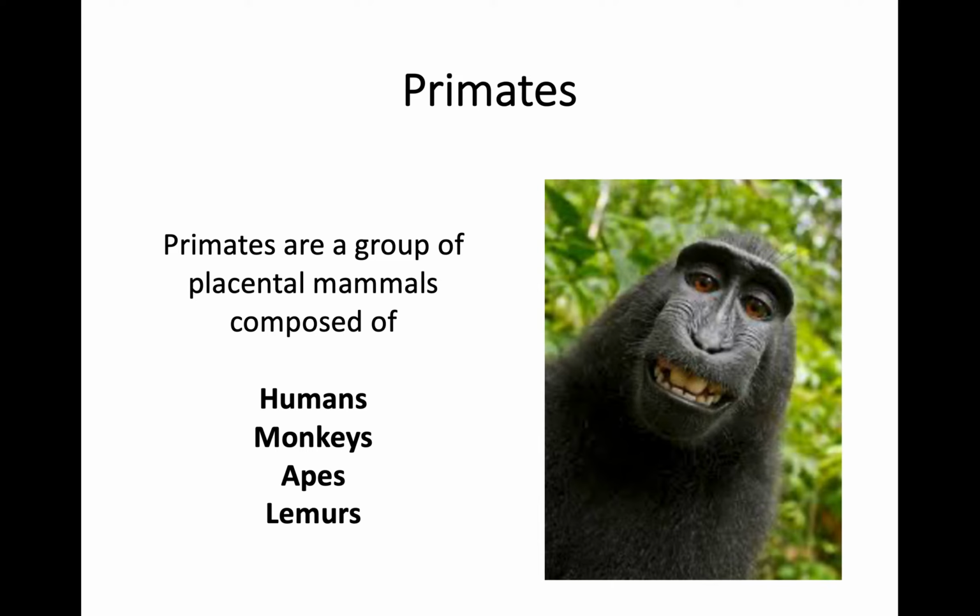Now finally, we're going to have a look at another group of animals. We're going to be looking at primates this time. Okay, so primates are a group of placental mammals that consist of humans, monkeys, apes and lemurs, with monkeys being most closely related to us and lemurs being most distantly related. So it's probably a group that you've come across before.